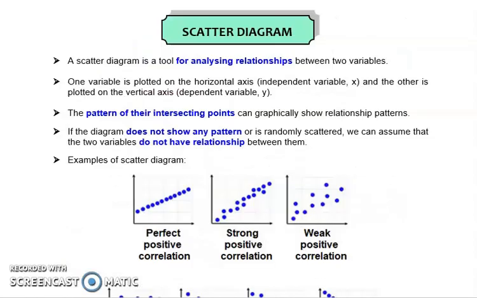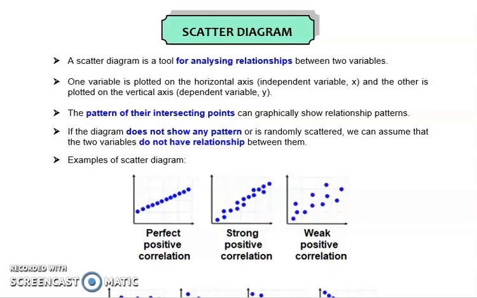Okay, now let's look at scatter diagram, which is a graphical method that we can use in detecting the relationship between two variables, or the correlation that exists between the two variables. So this is a graphical method. After this, I will show you how to plot a scatter diagram based on independent variable x and dependent variable y. How we detect the relationship is based on the pattern of their intersecting points from the scatter plot.